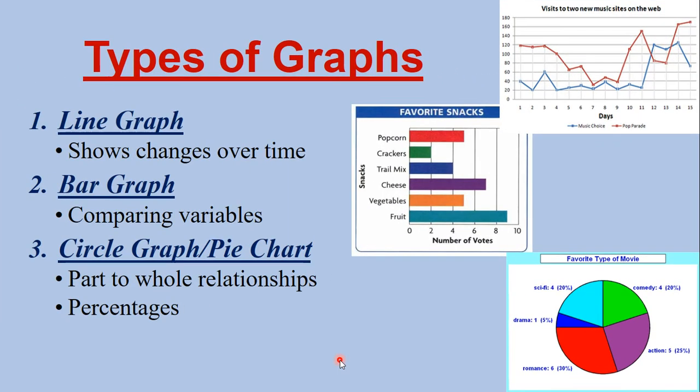Now, there are three types of graphs that we need to talk about. You've got line graphs, up here at the top right. If it involves time, you're going to use a line graph. A bar graph, the one that says favorite snacks, you use to compare variables. And a circle graph shows a part-to-whole relationship. You can see that at the bottom right, and it's usually for percentages.